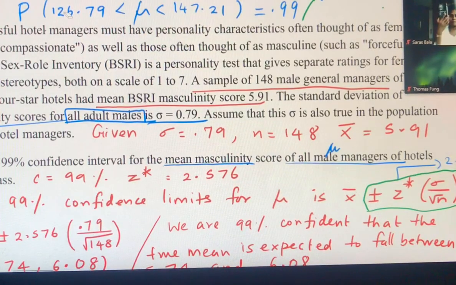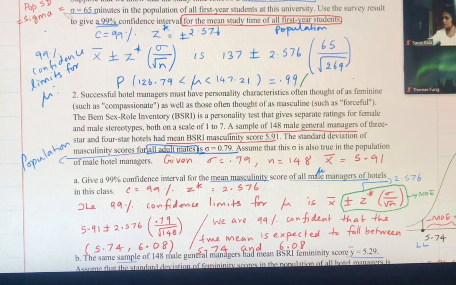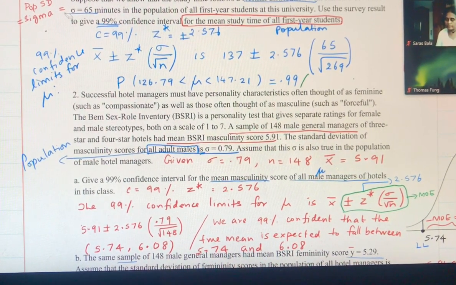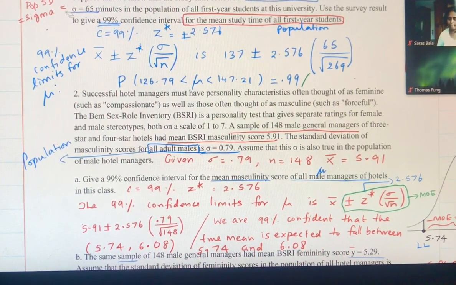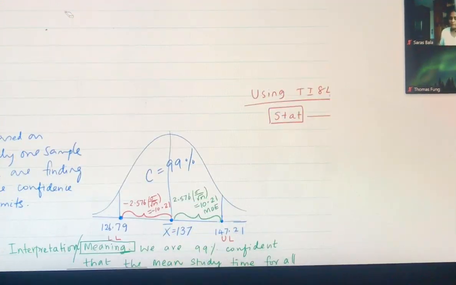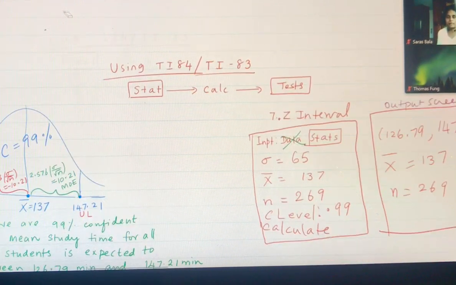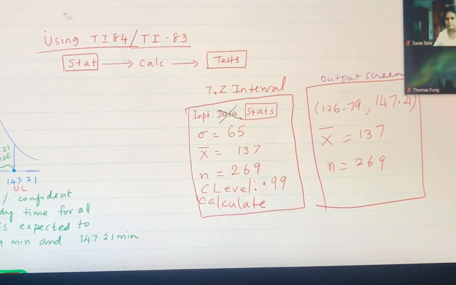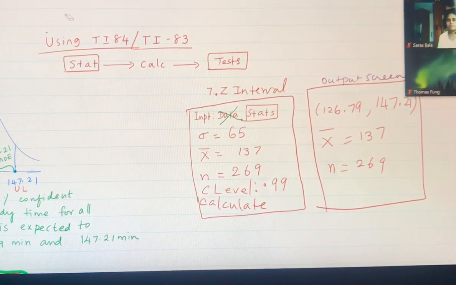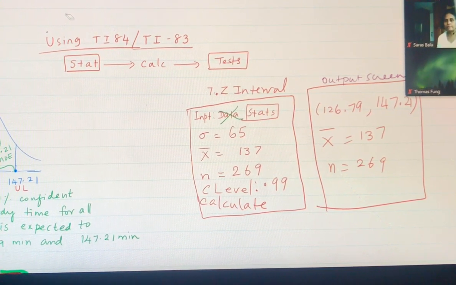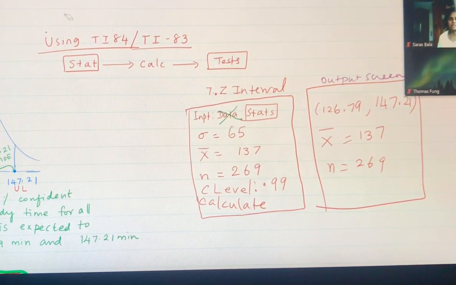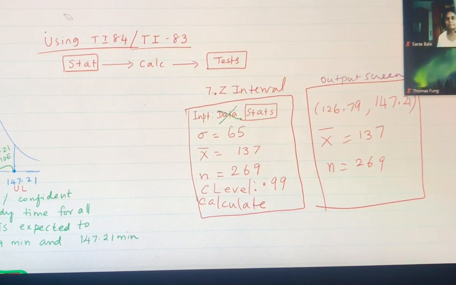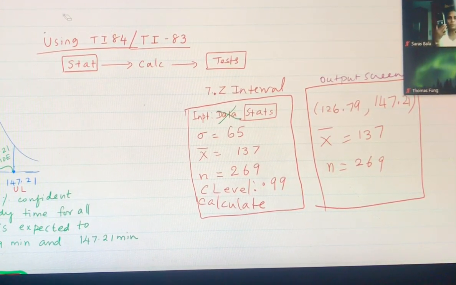Take your TI and then go to stat. Go to calc. And this time move on to test. Select option number 7, which is Z interval. So go to stat, move on to calc, and then move on to test. Select option number 7, Z interval.